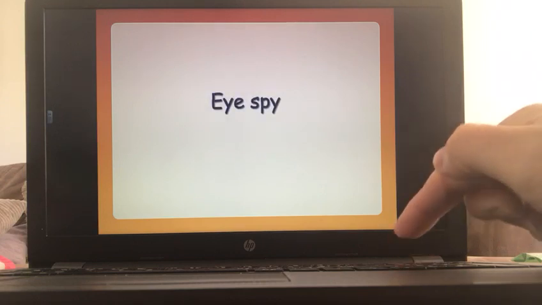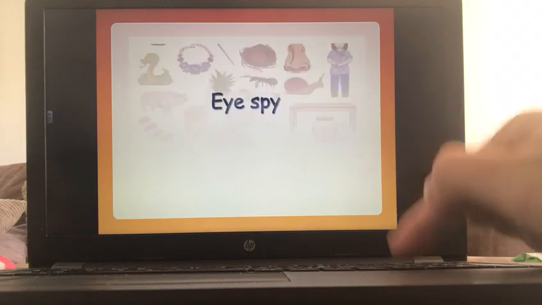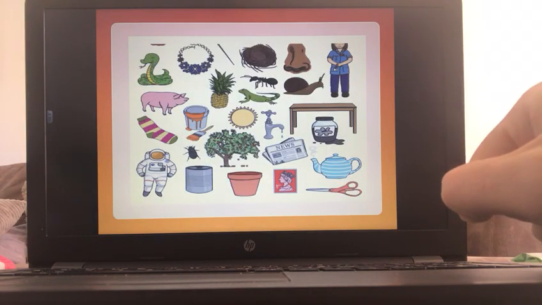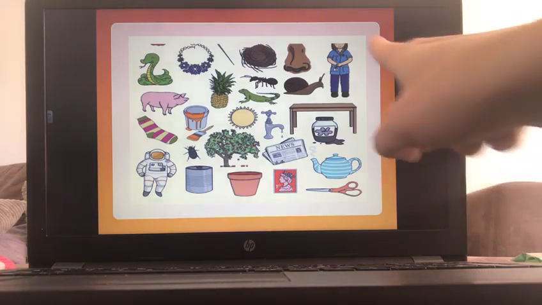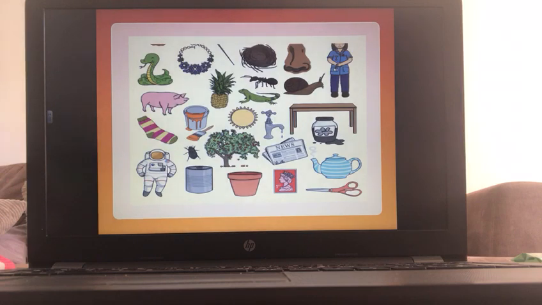So the first game that we're going to play is a bit of I Spy. You will need your grown-up just to pause the computer for a little bit now. We're going to have a look on the screen here at all the pictures to see if we can find a picture that begins with the S sound. It's quite a lot of pictures on there, so the best way to do it, I think, is to have a little look through.